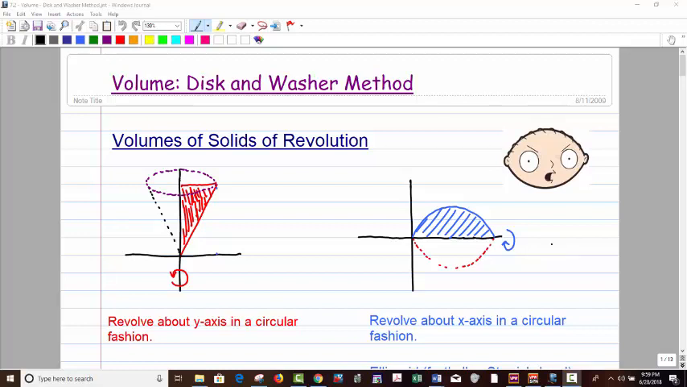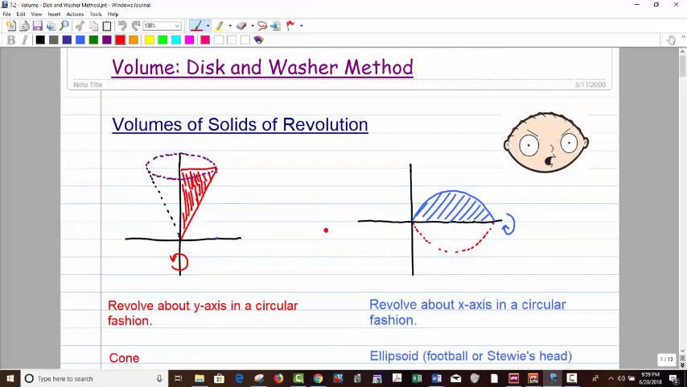Hello, this video is the disk and washer method for finding volumes of solids of revolution. In other words, you're taking a two-dimensional shaded region and revolving it around either the x or the y-axis, or any horizontal or vertical line, which will then create a three-dimensional shape, and the formula that we'll use will find the volume of that.